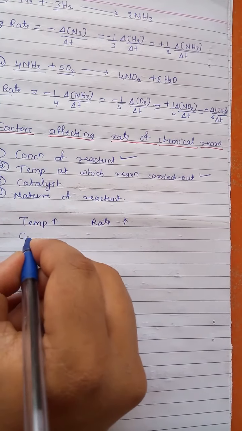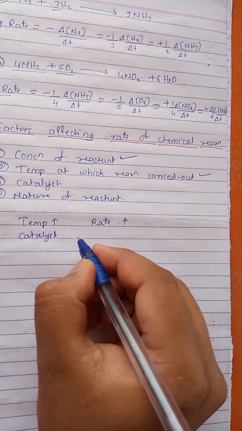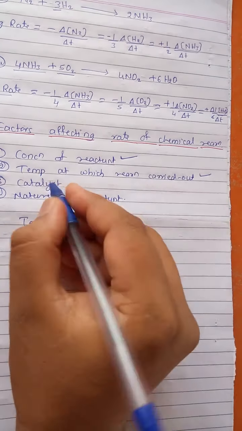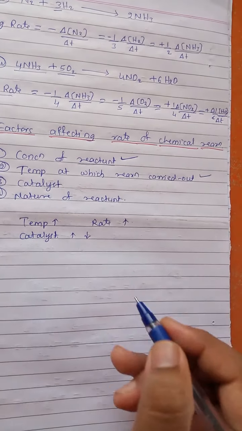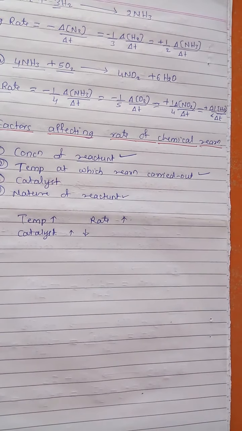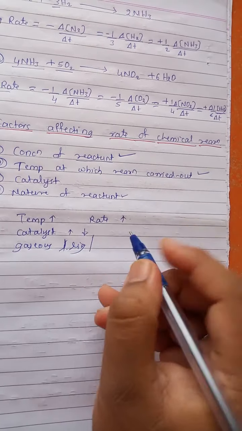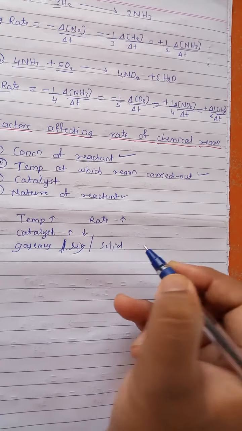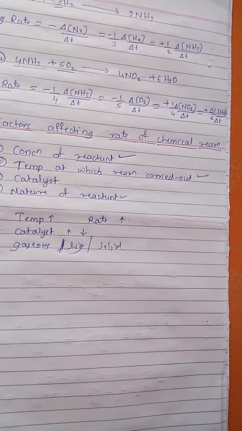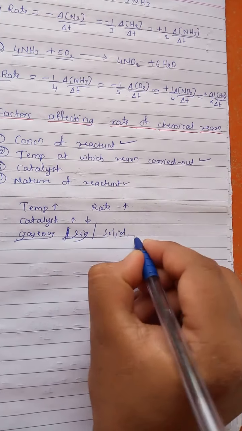Next, catalyst. Whether a catalyst is used or not used in the reaction, we should consider, because the catalyst may increase or decrease the rate or velocity of the reaction. That is called the effect of catalyst. It means the catalyst will affect the rate or velocity of the reaction. And next, nature of the reactant. Nature of the reactant means this may be in the gaseous state or liquid state, or this may be a solid state. Like that we should consider the state of nature of the reactant. These factors will affect the rate or velocity of the reaction. This is about the rate or velocity of the reaction.